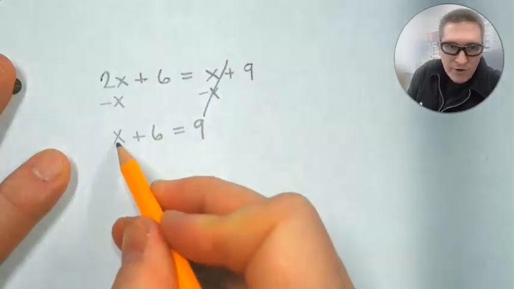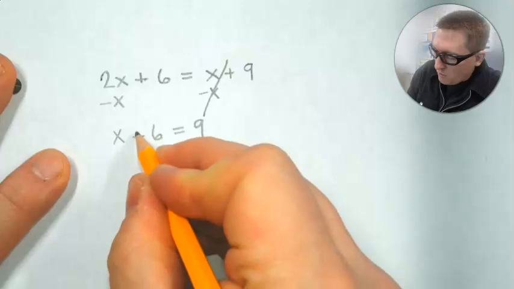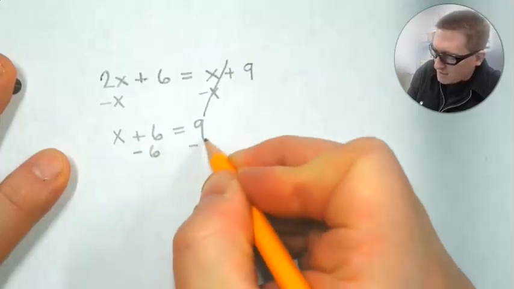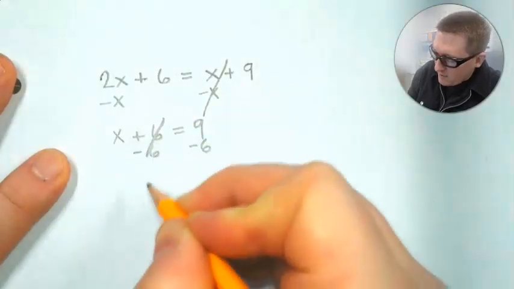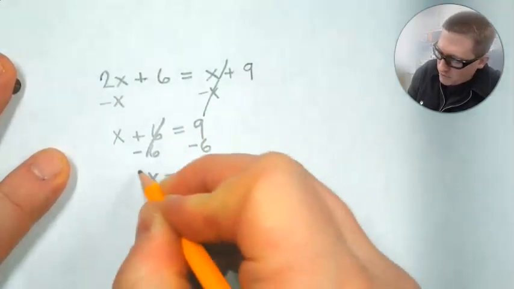I have an unknown bag plus 6 marbles equals 9 marbles. Well, what's the opposite of adding? Subtracting. I'm going to subtract 6 from both sides of my equation, and I'm going to get x equals 9 minus 6, which equals 3.